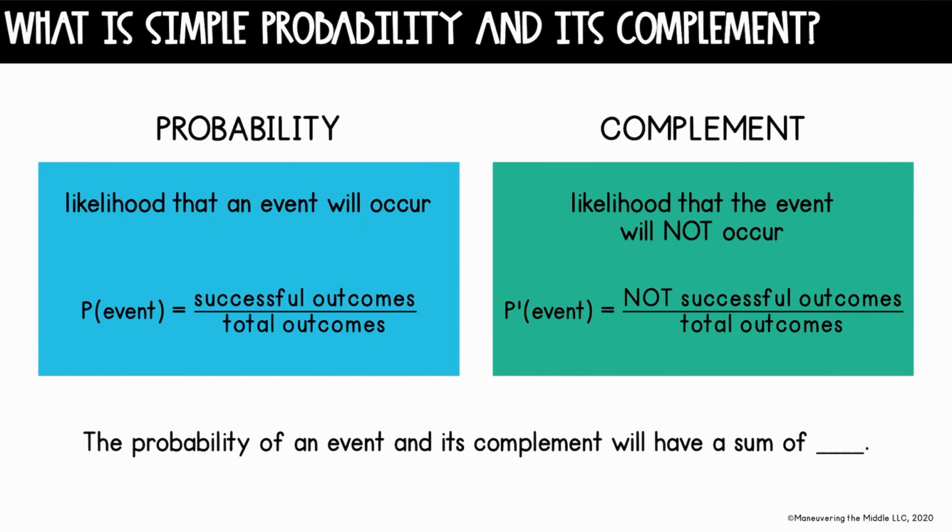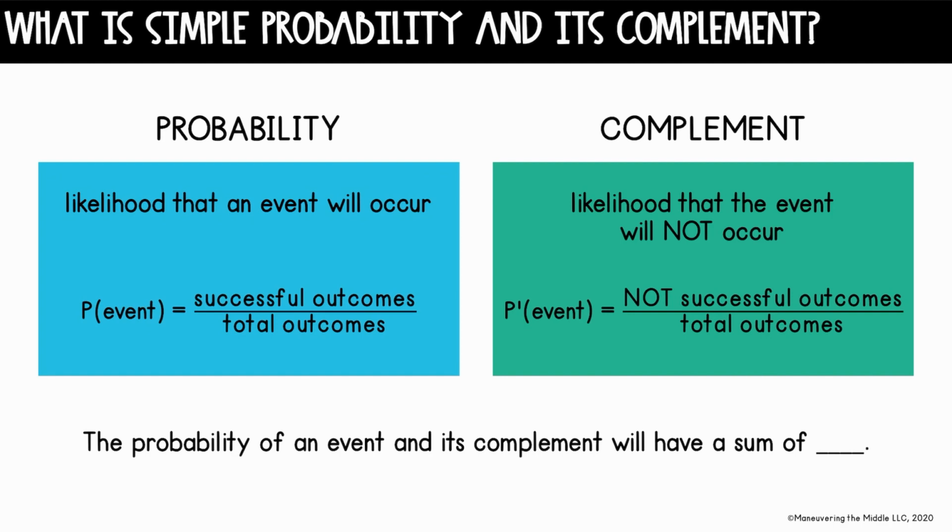So what is simple probability and its complement? Probability is the likelihood that an event will occur, and we can represent that as a ratio or a fraction that represents the number of successful outcomes as our numerator and the number of total possible outcomes as our denominator. Now, if that represents probability, then the complement is going to represent that event not happening. And so we would just represent the numerator with the number of unsuccessful outcomes and the denominator as the number of total outcomes as well.